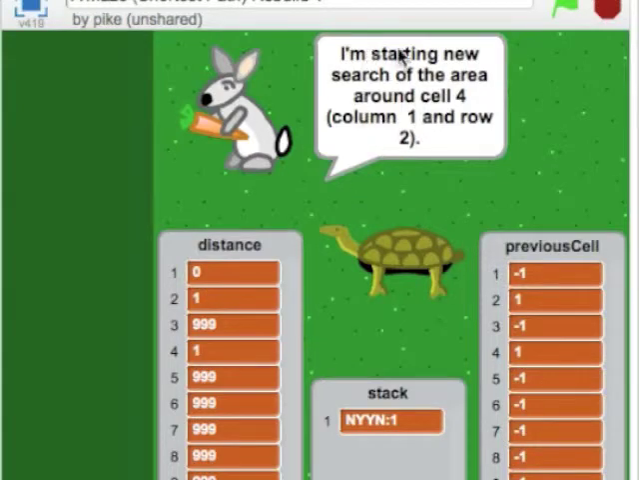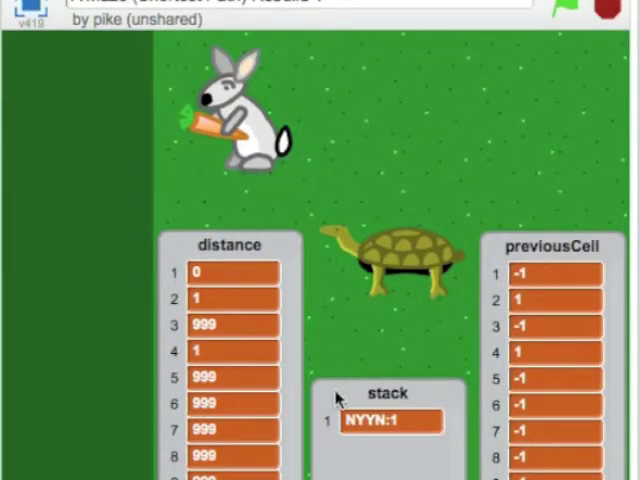I'm going to start a whole new search around cell 4. Why cell 4? Because this says to the south of the rabbit, we were on the shortest path. We need to explore around that cell now to see what our next step on the path will be. South of the rabbit is cell 4.